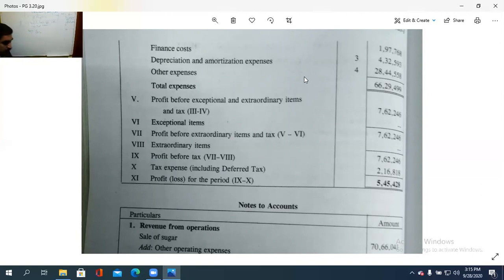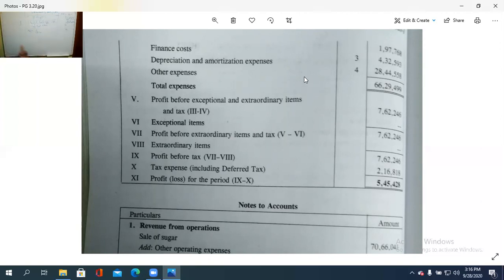But in the exam you need to write it in this way, because this is the easy way I am doing. Schedule number 5 is profit before exceptional, extraordinary items and tax. Then exceptional items are there, that is to be deducted. That is the sixth item. Then fifth minus sixth is the profit before extraordinary items and tax. That item is also not there. So then the eighth point is extraordinary item. We can deduct that also from that. And then profit before tax is the final thing.